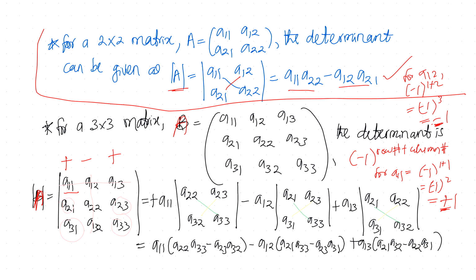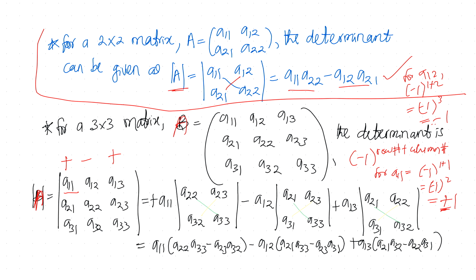Then of course, you have A13, plus A13, because plus is the sign attached to it. So you cross out that column and you cross out the row to which A13 belongs. And you have a 2 by 2 determinant, A21, A22, A31, A32, like that. And once that is settled, things become a bit easier.